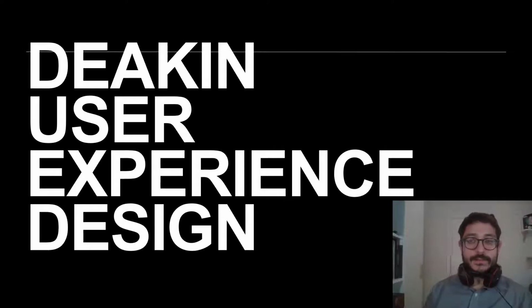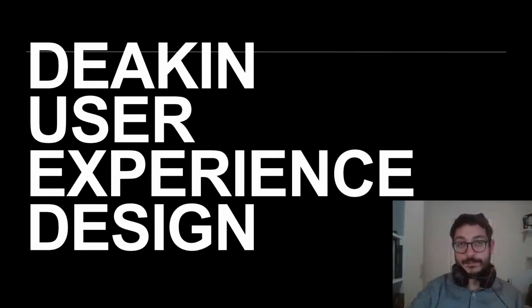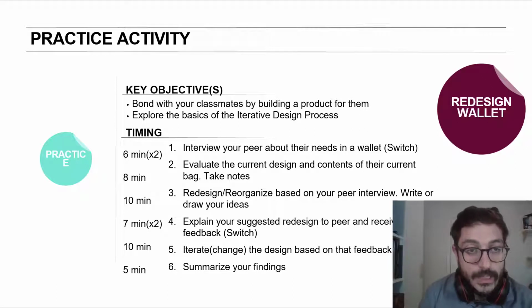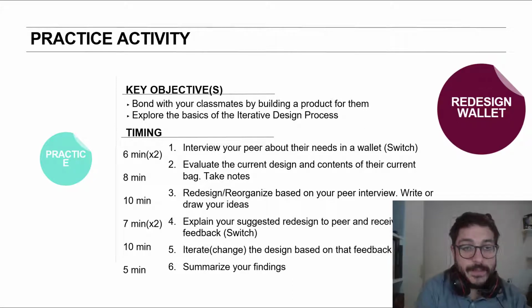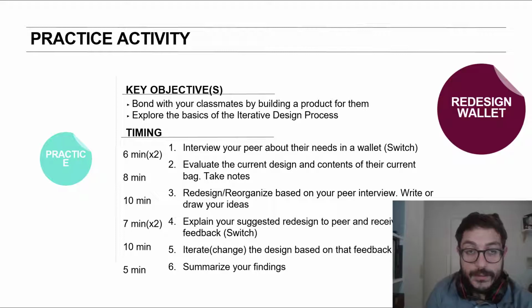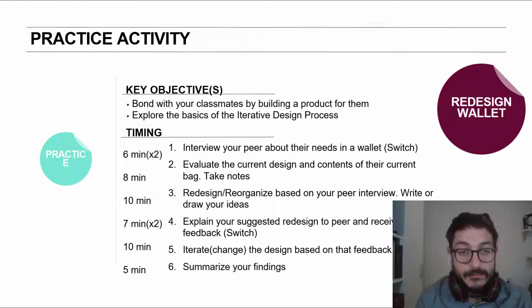So let's begin. Let's start with a nice simple practice. The key objective here is really to try and bond with your classmates by building a product for them. This way we can explore the basics of the iterative design process. So, first thing, interview your peer about the needs in a wallet. A simple wallet where you put money in. We call this experience the redesign the wallet experience.